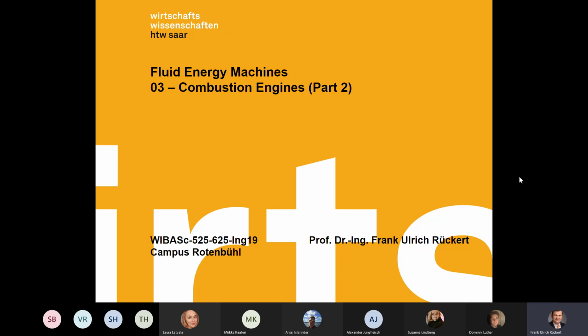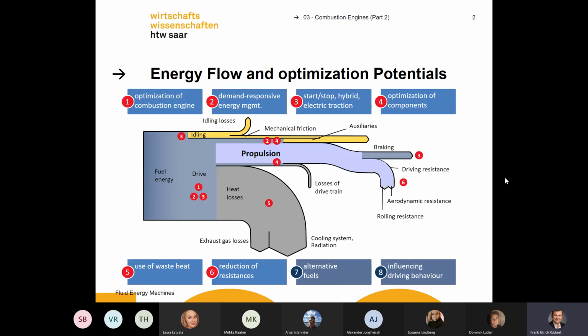Okay, welcome to our lecture in Fluid Energy Machines, part 3 about combustion engines. We want to start our lecture, and I have a small question: what do you think, how much energy is used as heat and how much energy goes to the road, or how much energy can be used mechanically if you have a look at the total overall energy inside the fuel.